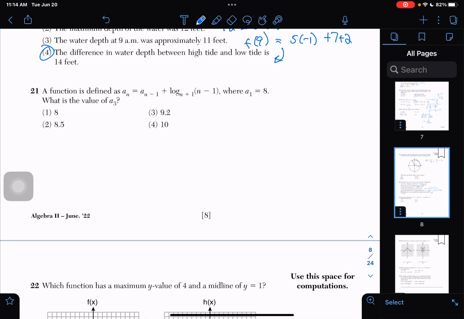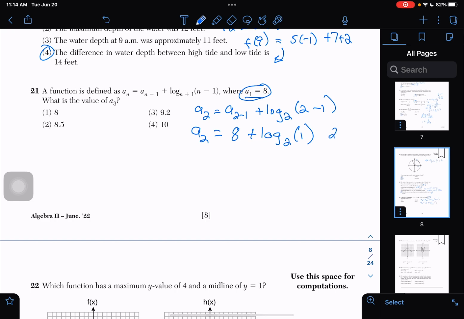All right, here's just a sequence that depends on the time before. So let's see, we have A1, right? If we want to find A2, we have to do A to the 2 minus 1 plus log of 2 times 2 minus 1. So A2 is equal to 8, because that's this one here, plus log base 2 of 1. 2 raised to what power is equal to 1? Of course, that's 0, anything raised to 0. So A2 is going to be equal to 8.